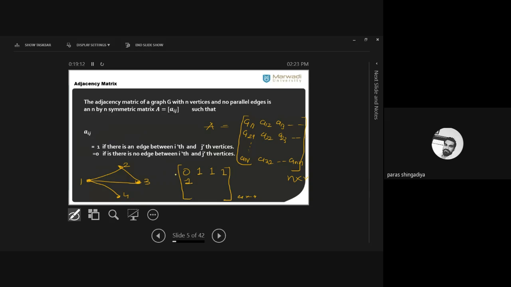Clear? 2 with 1. So that is also going to be 1. Clear? Now A22 means there is a loop at the second vertex. Okay? 2 is related with 2 means there is a loop at the second vertex, but right now there is no loop here. So it will be a 0. Okay. Then A23 means second related to the third. So second related to third is also connected. Clear? So that is also 1 here.